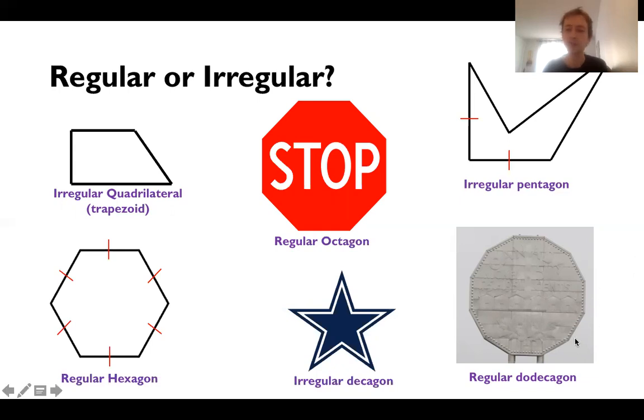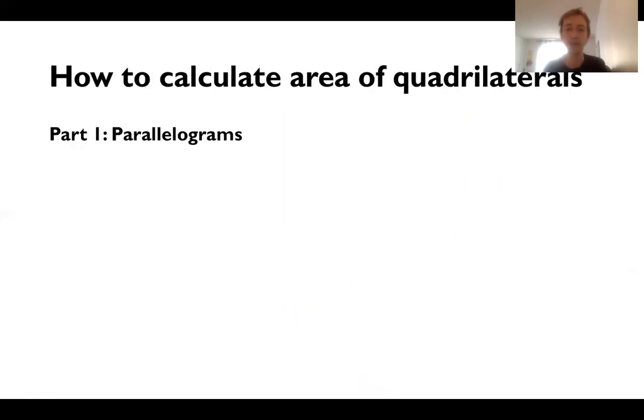Now, for now, you don't need to really worry about dodecagon, decagon, pentagon. It's good to know. But what I really want you to watch out for is the word regular and irregular. You're going to need to know it as you go through the math work. Then, finally, we got into how to calculate area for some different shapes.